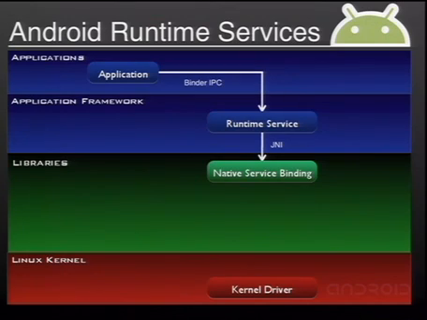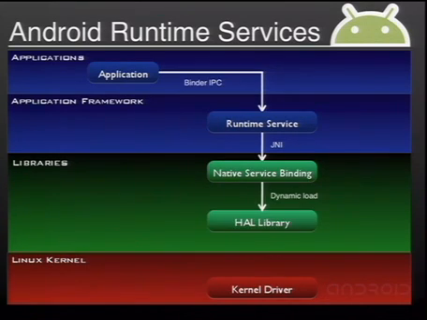We typically have, on a lot of these runtime services, a native service binding, or a native component to that service, which is connected through the Java native interface, or JNI. And this gives the native service binding a way to access these hardware abstraction libraries that we talked about earlier, so that it can do a dynamic load and load libc.so, which can then talk to the Linux kernel.